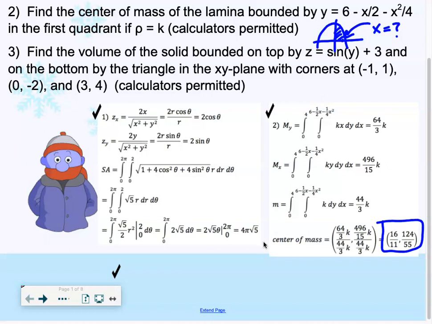All right, find the volume of the solid bounded on top by z equals sine y plus 3, and on the bottom by a triangle in the xy plane with the corners at (-1, 1), (0, -2), and (3, 4).